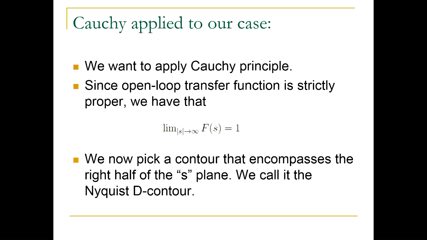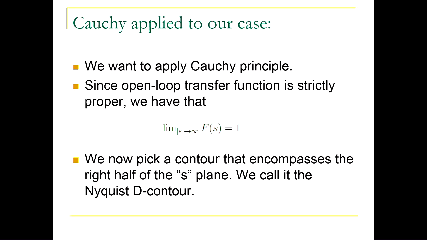So let's now look at the application of Cauchy principle. We are assuming that the open loop transfer function is strictly proper. So we have that when norm of s goes to infinity, f of s will tend to 1. Why? Because lambda 0 of s will go to 0, because there are more poles than zeros, so what's in the denominator is infinitely larger compared to the numerator. So lambda 0 tends to 0 when norm of s goes to infinity because of strict properness.